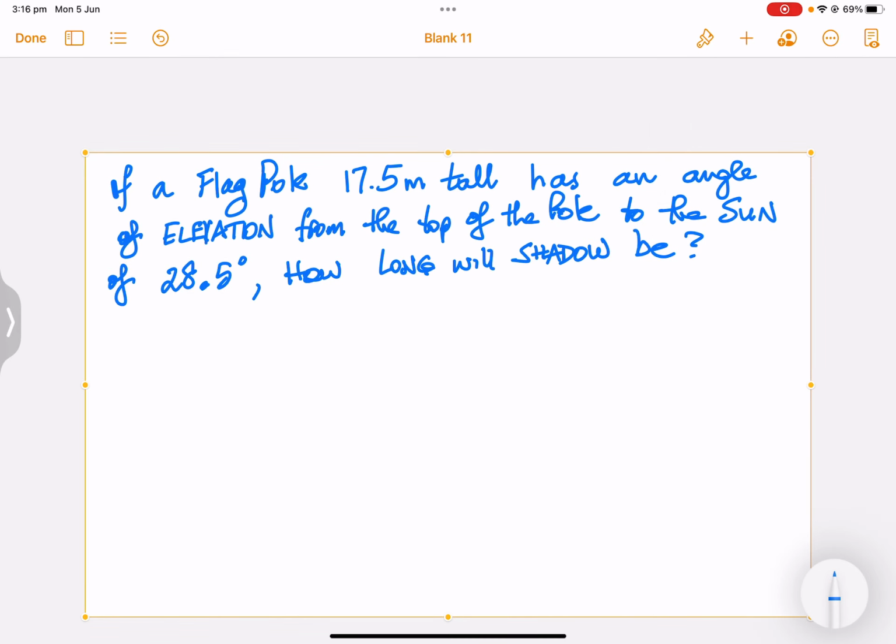Here we have a question. It says if a flagpole 17.5 metres tall has an angle of elevation from the top of the pole to the sun 28.5 degrees, how long will the shadow be? So let's draw the flagpole. Let's put a base on it.